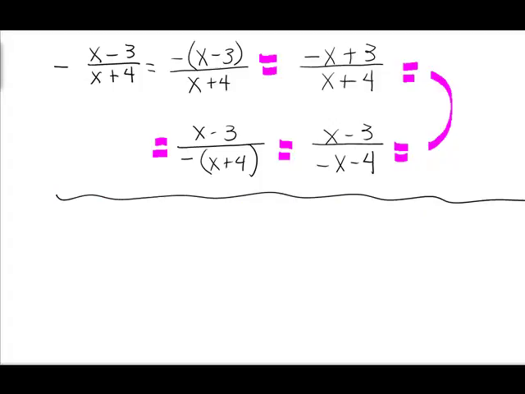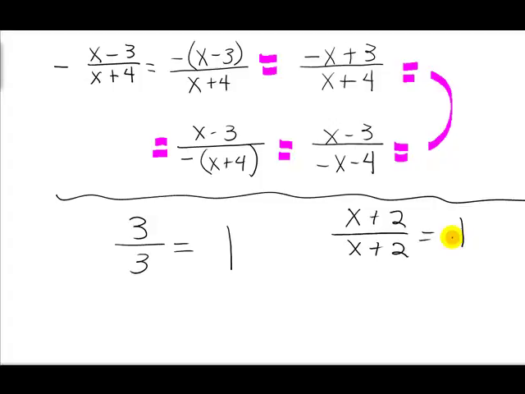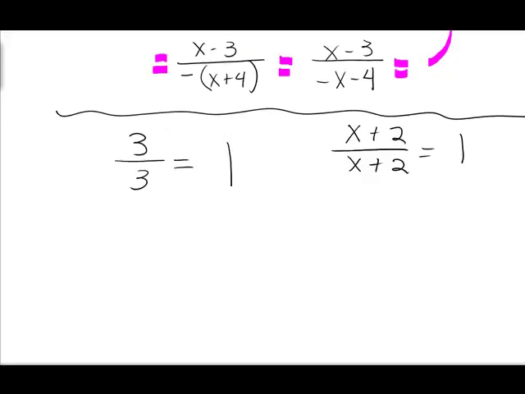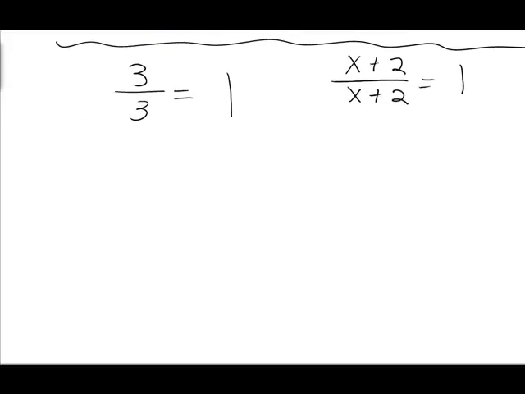Something else we want to remember about fractions: when the number on top and the number on the bottom are the same, they equal 1. So if I have x plus 2 over x plus 2, that equals 1. It gets a little complicated when you start putting in the negatives. If I have x minus 2 and 2 minus x, these look very similar. We've got x's, we have 2's, and we have minuses.